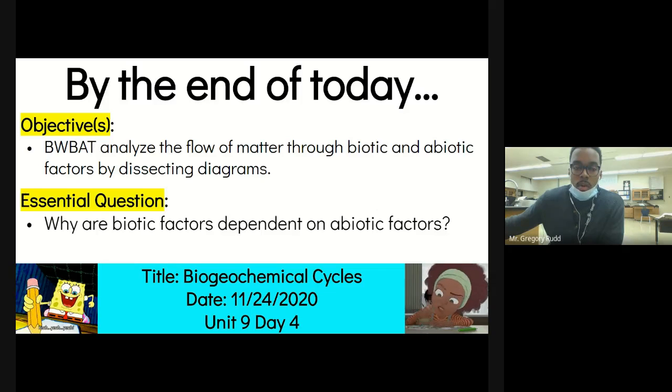It's going to be stuff that you all probably remember from Earth and environmental science. The objective is to analyze the flow of matter through biotic and abiotic factors by dissecting diagrams. And the essential question: why are biotic factors dependent on abiotic factors?